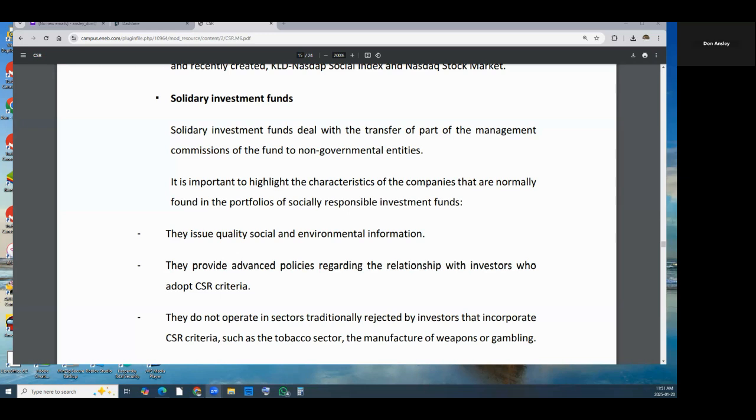Well, I did look up the word solidarity, and here's what AI says. In the context of solidarity investment funds, it generally refers to investment funds where the investor pools the resources together to achieve common financial goals, often with a focus on social responsibility, ethical investing, or community development. And these funds emphasize collective responsibility and shared benefits.